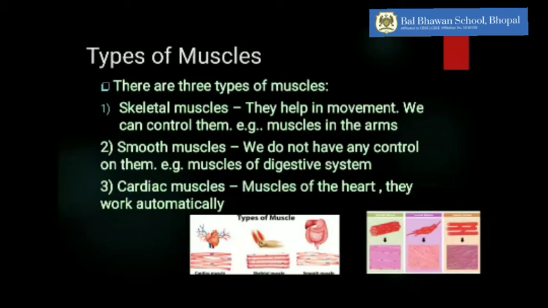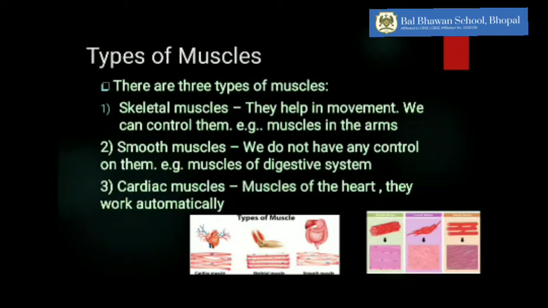Then we have smooth muscles. They are also called involuntary muscles. We do not have any control over them. They move on their own. Your breathing, flowing of blood, movement of food in the stomach, all happens automatically because of these smooth muscles.